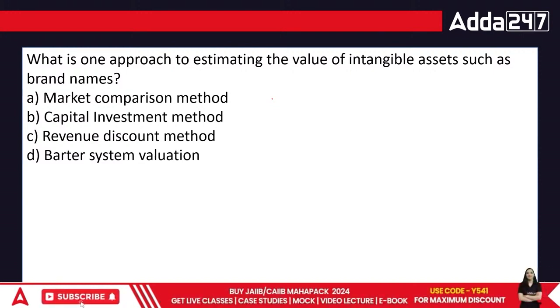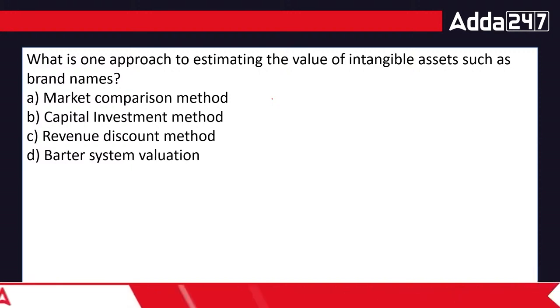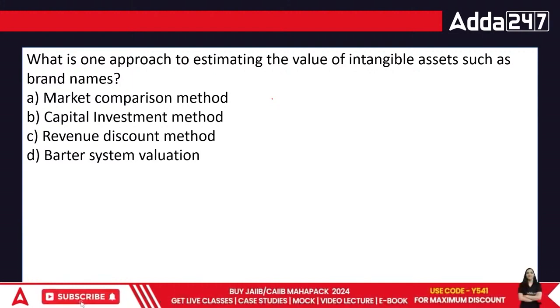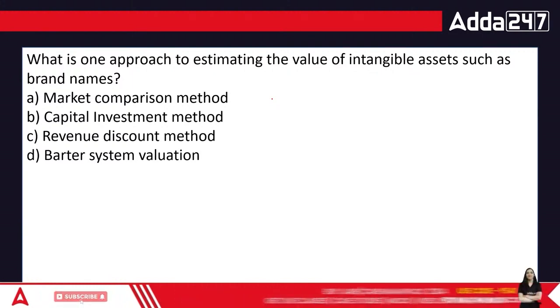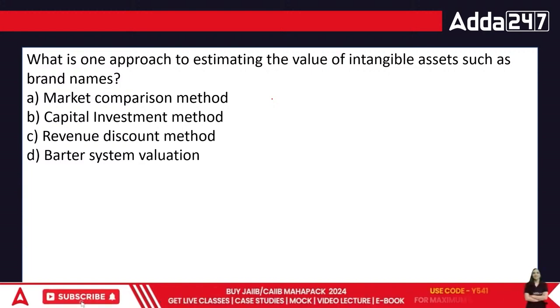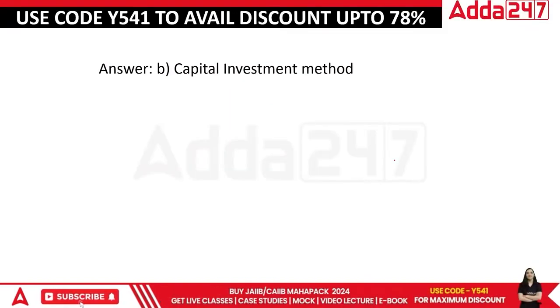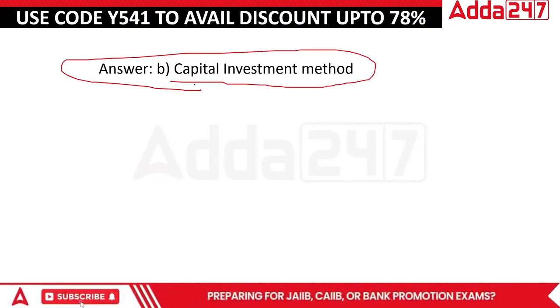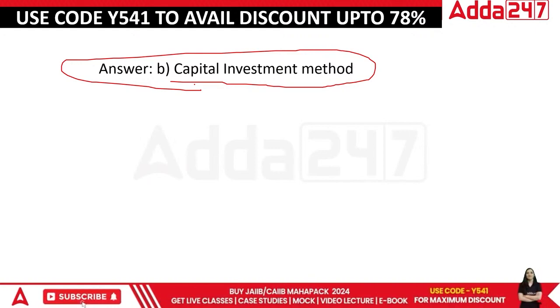Which of the following approaches is used to estimate the value of intangibles? Market comparison, capital investment, revenue discount, or barter system. Barter system is where you give up one asset and buy another one. So in this case, the correct answer, when you're trying to find the value of intangible assets, is related to the capital investment method, because in any specific business, you will be investing your money first. Right?